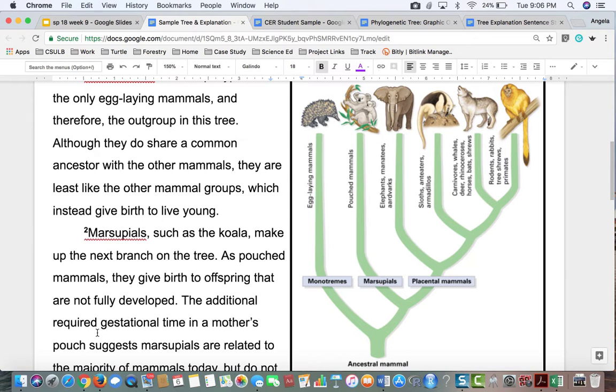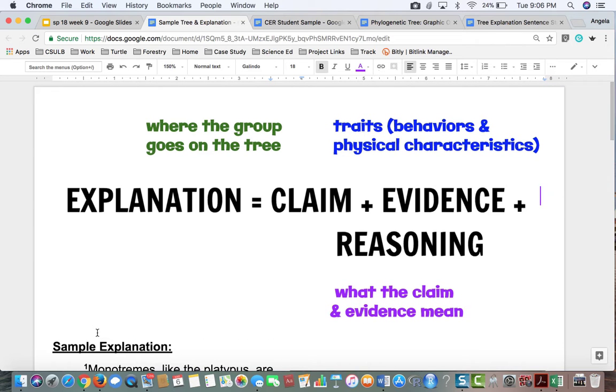So what I'm going to ask you to do is to pick out the claim and the evidence and the reasoning. So let me just review really quickly what you're looking for, and then your job is to, with your group, go through and pull out these pieces. So again, your explanation should include all 3 of these things: claim, evidence, and reasoning. Your claim is where the group goes on the tree. Your evidence should be your traits, which should be either behaviors, things the animals do, or physical characteristics. And your reasoning is what the claim and evidence mean about these organisms. And think evolutionary relationships in this case.